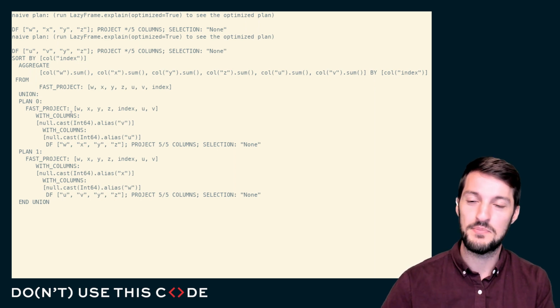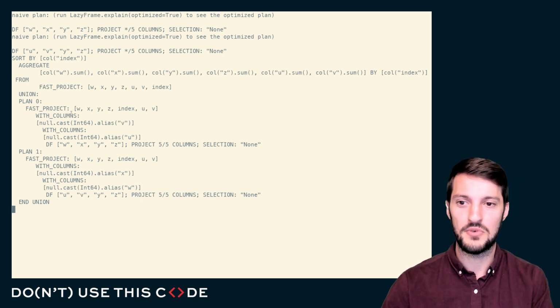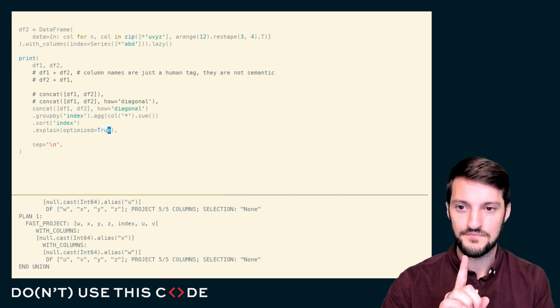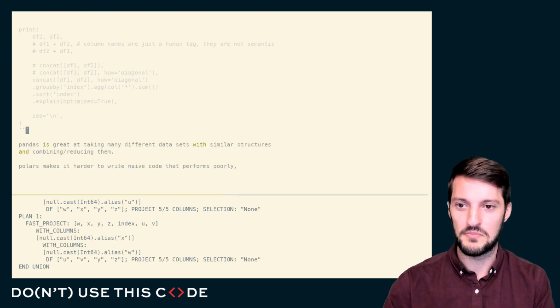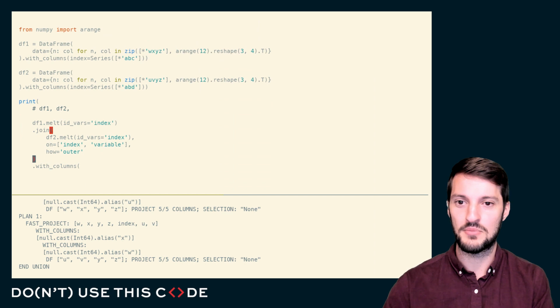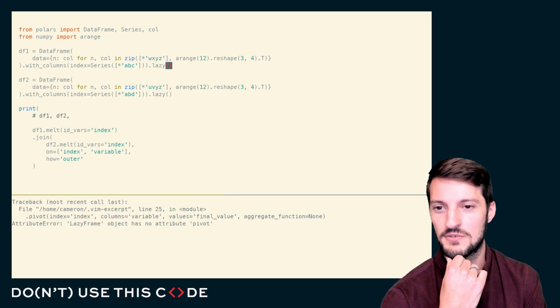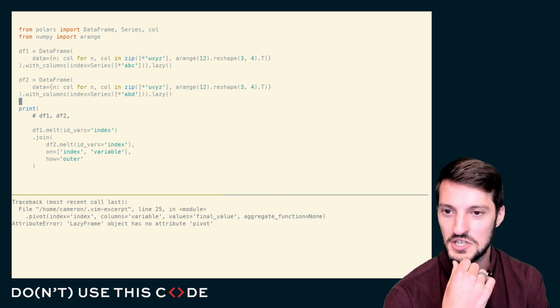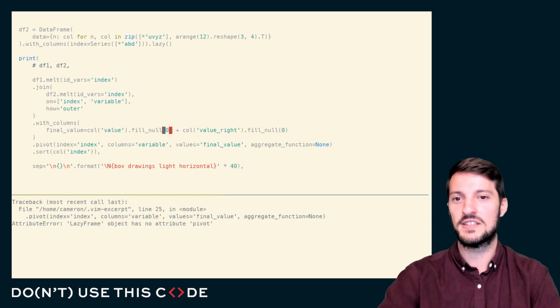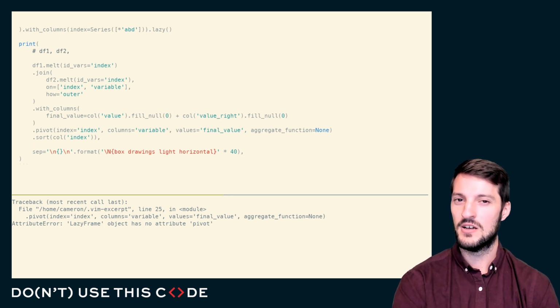This is why it's hard to write bad Polars code. But the reason that I said this below detail is actually bad Polars code is because if I go to convert my data frames to lazy frames, oh man, there's no pivot operation in a Polars lazy frame. We can think about why that might be.